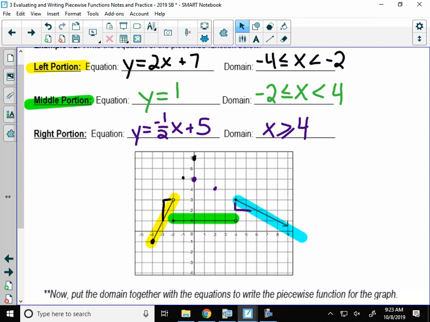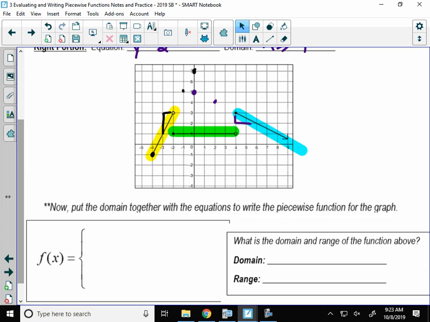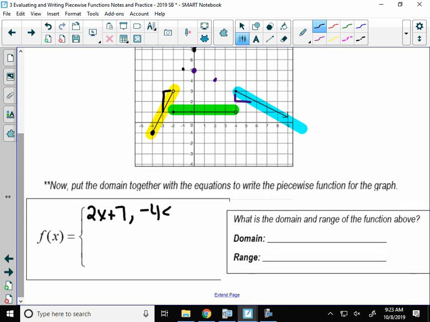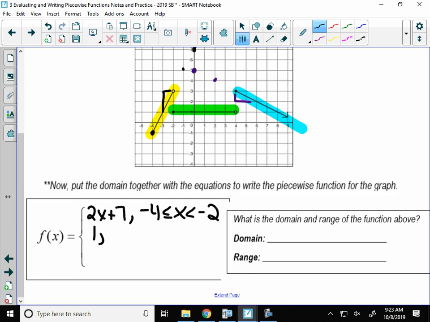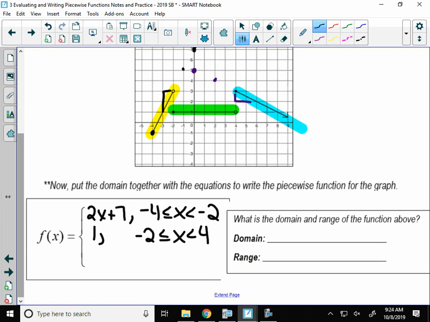All right, now we're going to put all of those together in the function notation. So I don't use the y's again. Remember, I just do the 2x plus 7, and its domain. And then I pull that domain from that first portion, -4 to -2. And then the second function was y equals 1, so I just put 1, comma. My domain was from -2 to 4. And then that last graph had an equation of -1/2 x plus 5. And then my domain was greater than or equal to 4.